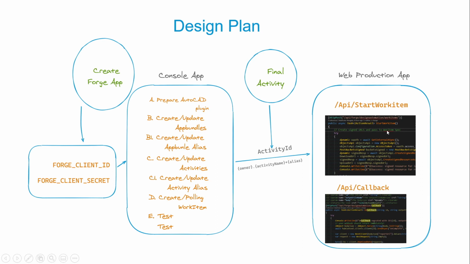In the production app, I only have two endpoints. A start work item endpoint, which will run this activity ID and also passes a callback URL. So when the design automation completes its job, this callback gets triggered. From the callback, I will send messages to the browser client using SignalR.